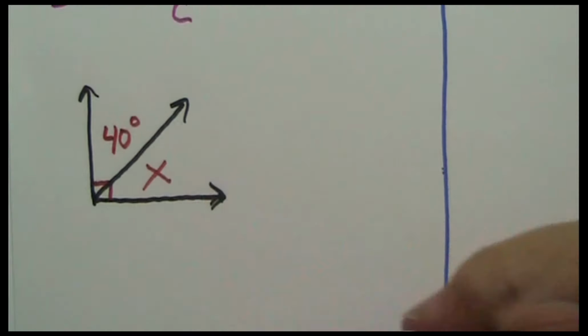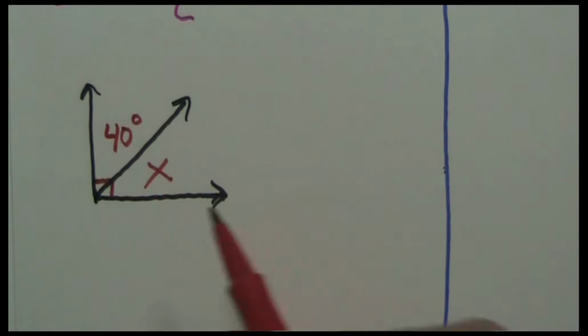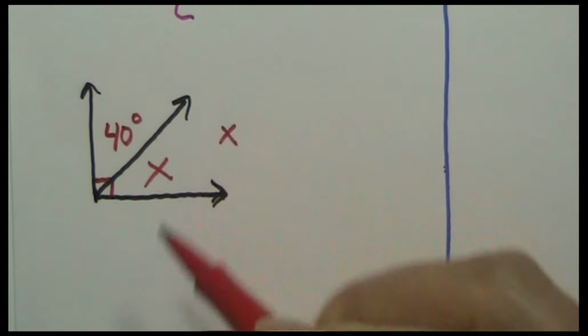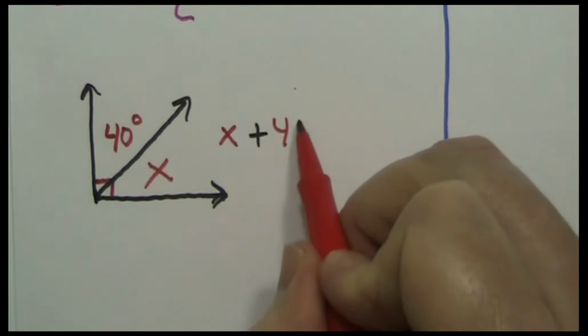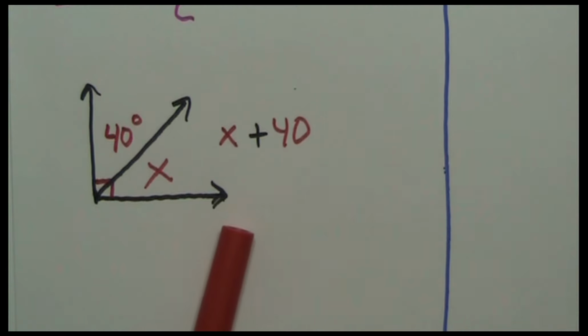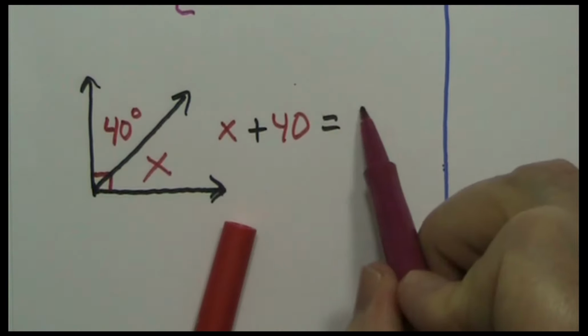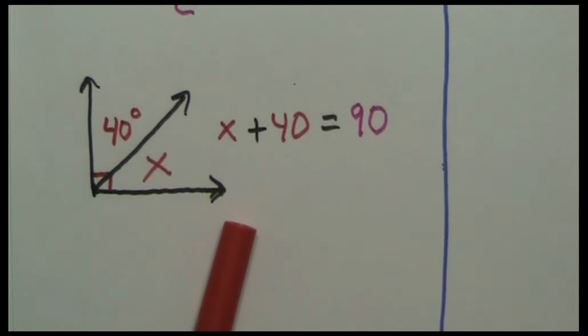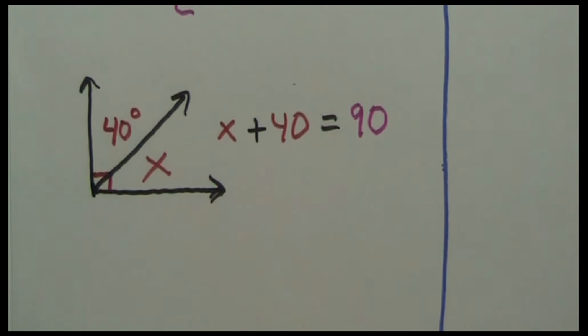So I know you could do this in your minds easily, but let's write this down. We have this angle, X, plus the other angle, which is 40, and all of that equals 90. Right? This is the equation you would make to find out the missing angle. Now this is simple, but it gets more complex.